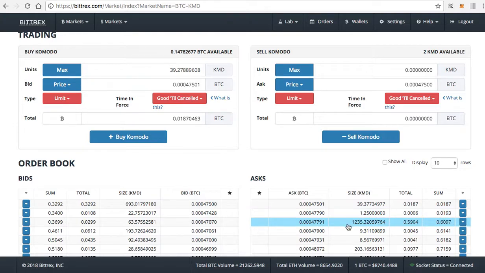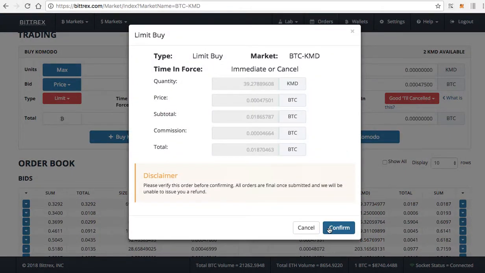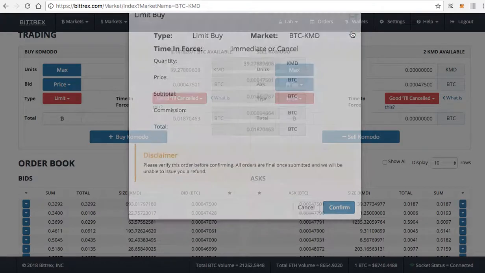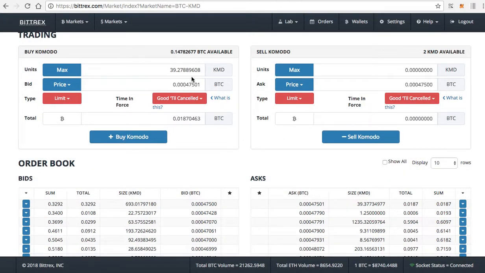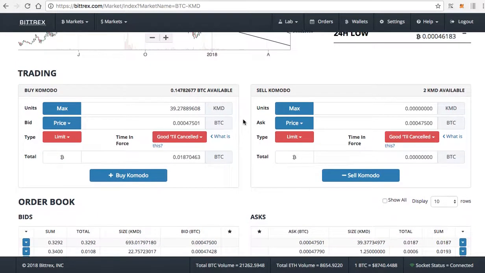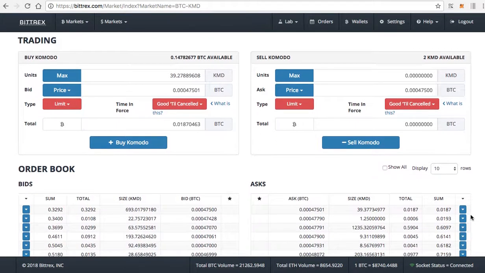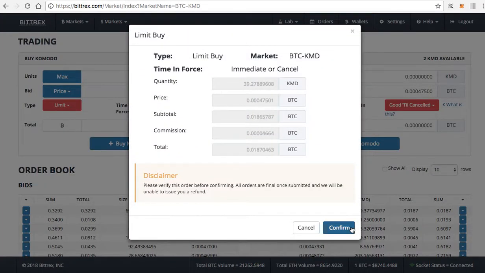You'd go to the next one and say 12,000 or 1,235, that's the way to fill your order immediately at market price. Okay. Over here, if I'm buying the way we did it, I'm waiting for the price to come down to fill, waiting for the price to come to me. If I want to fill it immediately, I just go to ask, click on the blue arrow and hit confirm.